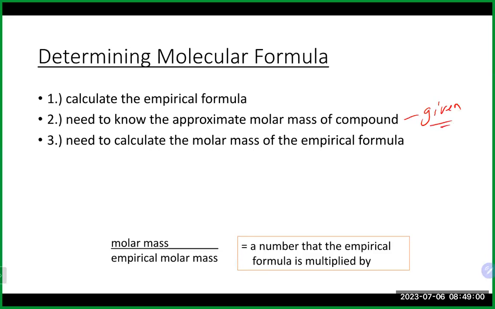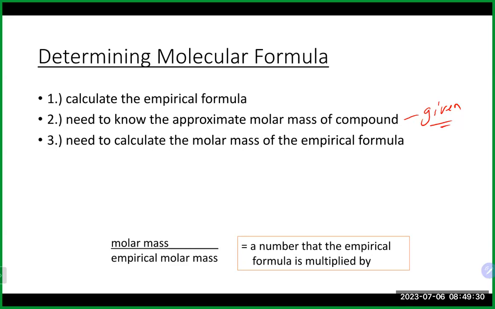Somewhere in the problem, it'll usually say, hey, this compound has a molar mass of this much, or they may even give you a range in terms of the molar mass. They may say it's between like 100 and 110 grams per mole, or they may just give you 1 number, but that's usually given to you. The third thing that you need, once you have the empirical formula, either given to you or you calculated it, is the molar mass of the empirical formula.